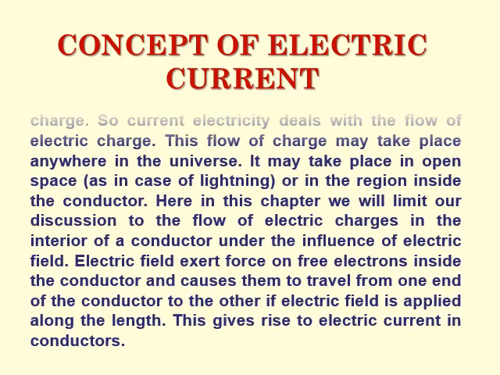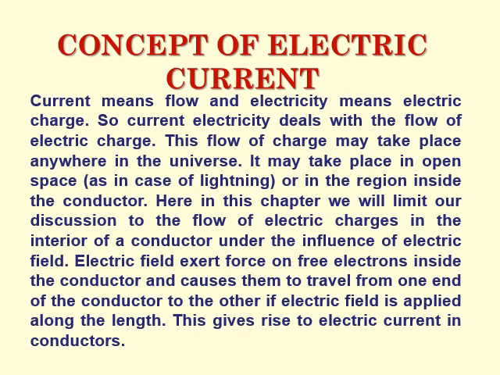Let us first of all try to understand the concept of electric current. As we mentioned, electric current means current electricity. Current means flow and electricity means electric charge. So current electricity deals with the flow of electric charge. This flow of electric charge may take place anywhere in the universe.